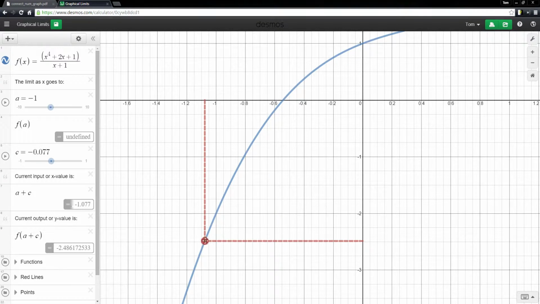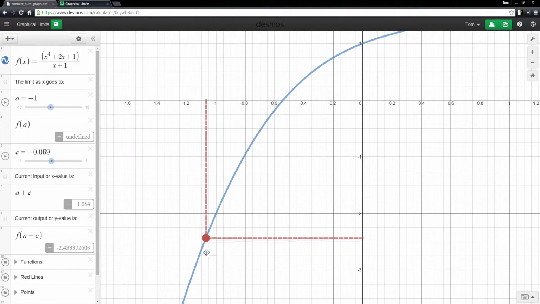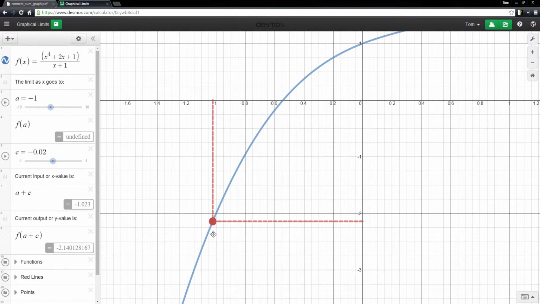And then what we're looking for is the height of this bar right here. This is going to be the y value of this point right here. And so we're going to look and see where those y values are heading to. Okay, so start over here, get closer and closer to -1 from the left, a little bit closer, a little closer, a little closer to -1.